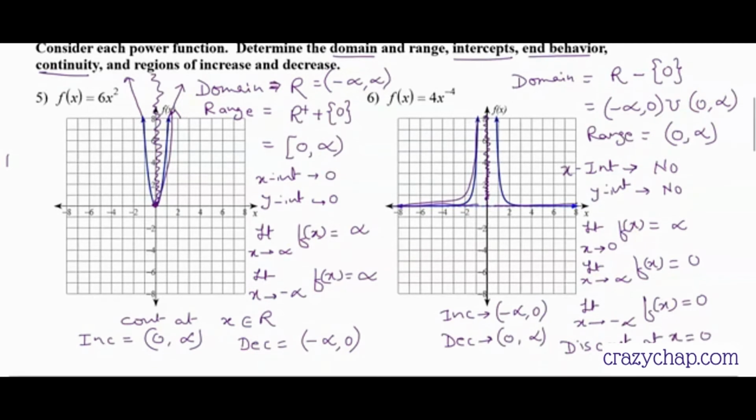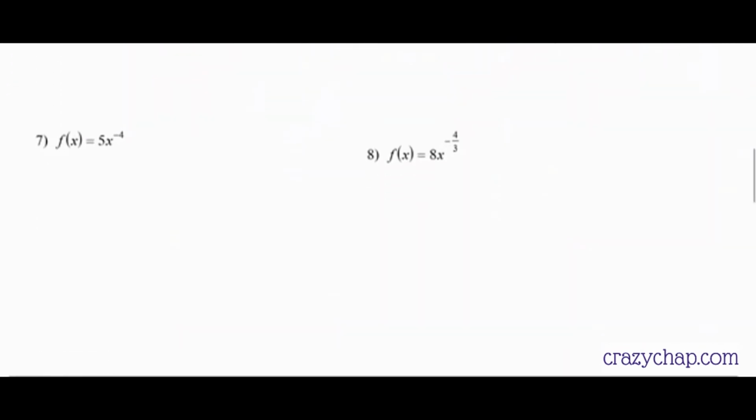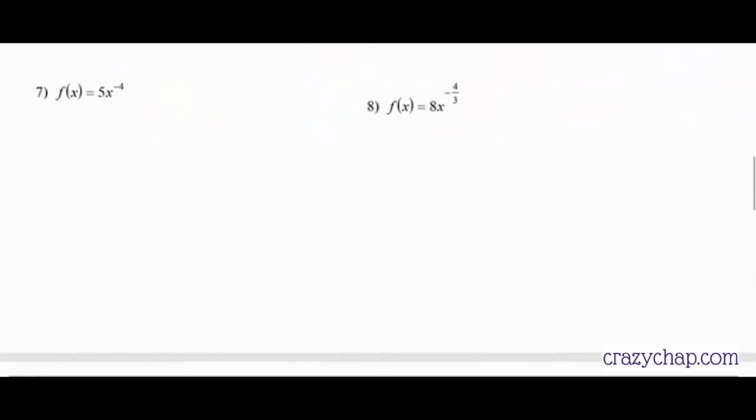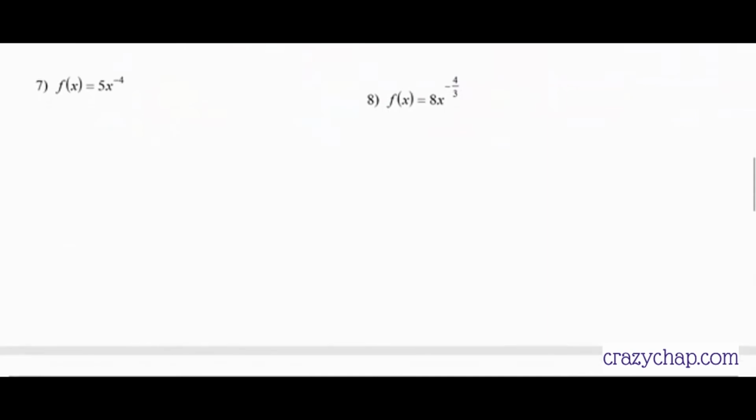Have a look at number 7. This time the graph is not given to us, so no worries. We will first try to draw the graph. Guys, please understand, this is 5x to the power minus 4. We will better write it as 5 over x to the power 4. Now here we will learn how to draw the graph of such functions. The graph of y equal to 1 over x squared looks like this. I am drawing it for you.